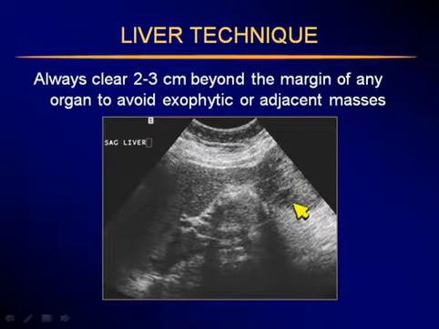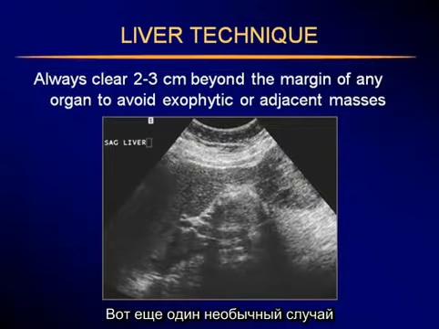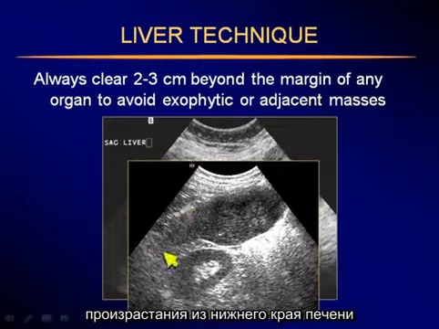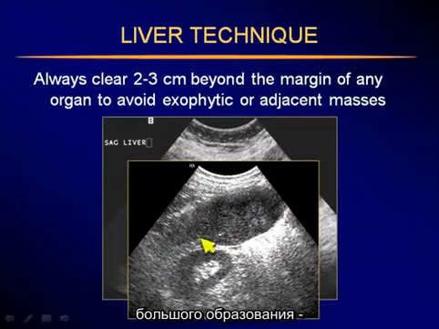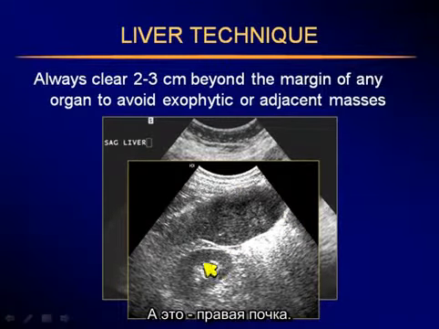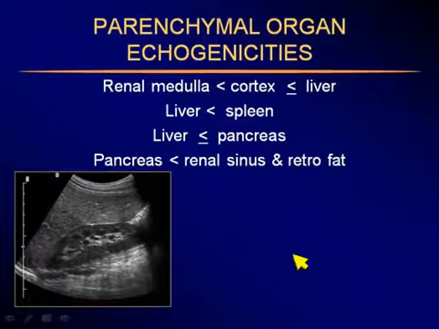By the way, this was a hepatocellular carcinoma, a hepatoma, a 5 centimeter hepatoma hanging off the margin of the liver. And if you think that this is an anecdotal or unusual case, here's another case that we had fairly recently. Hanging from the inferior margin of the liver was this large mass, another hepatocellular carcinoma, a hepatoma, and that's the right kidney here.